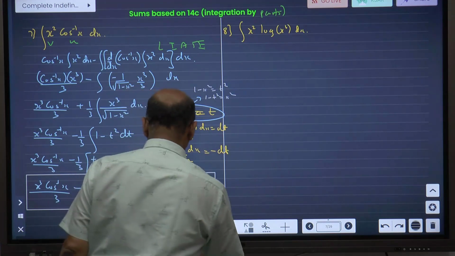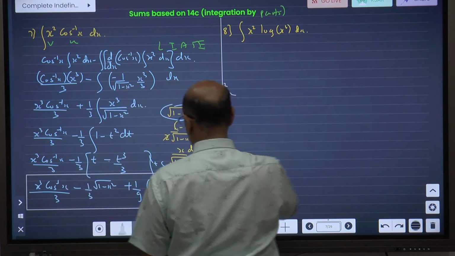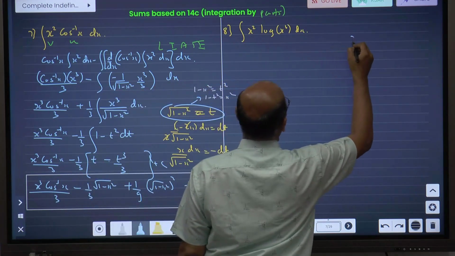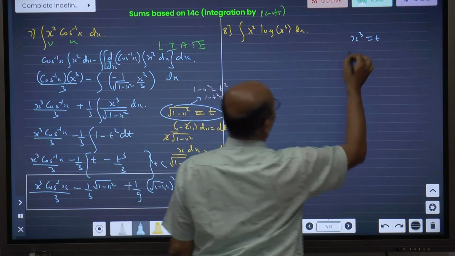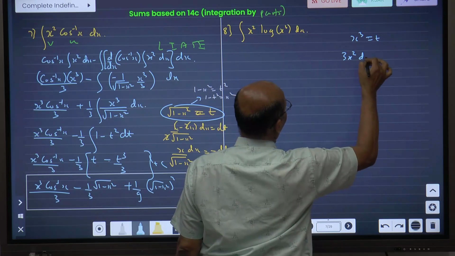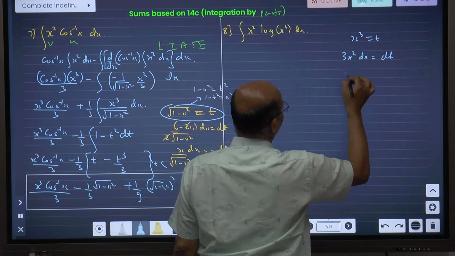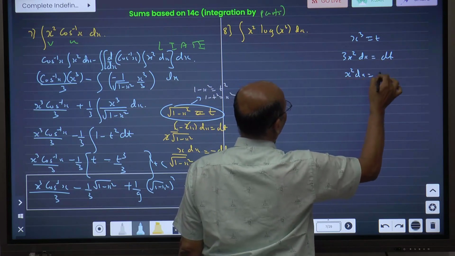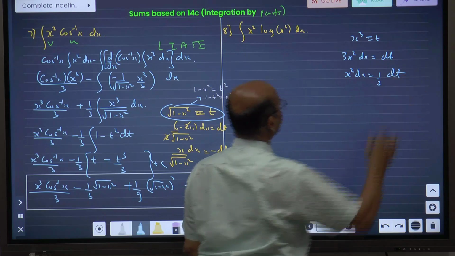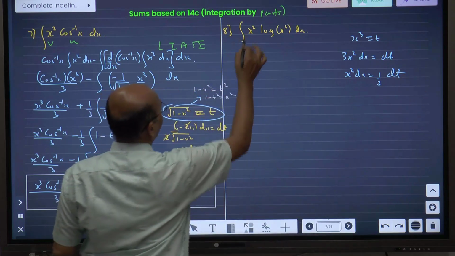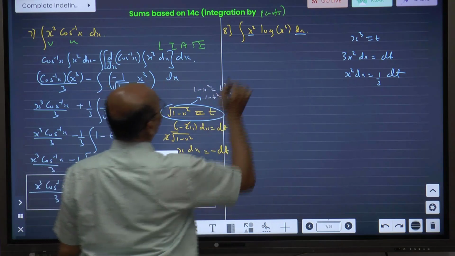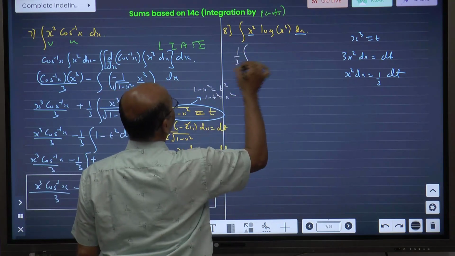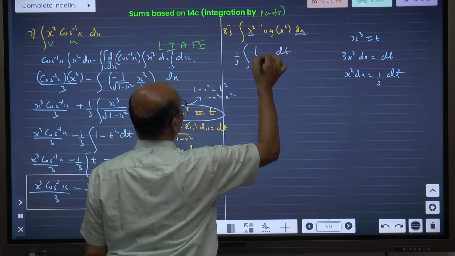So what I am trying to do is go ahead with the substitution. Let us take x cube as t, because x cube derivative is x square. So 3x square dx will be dt. So what happens now? x square dx will be 1 by 3 dt. Wow. x square and dx got replaced by 1 by 3 dt. So this will become 1 by 3 dt and log t.